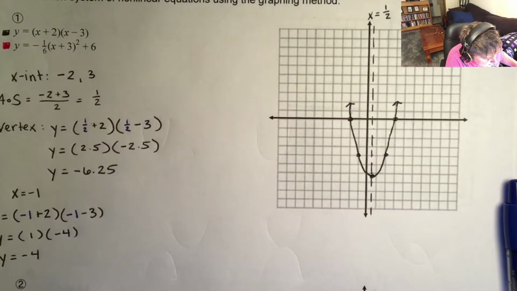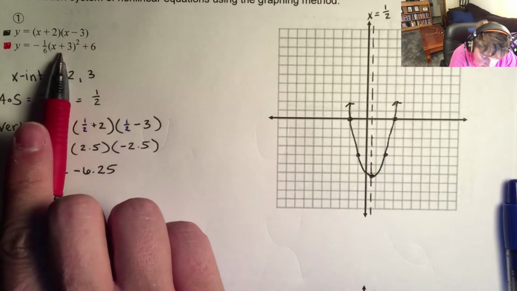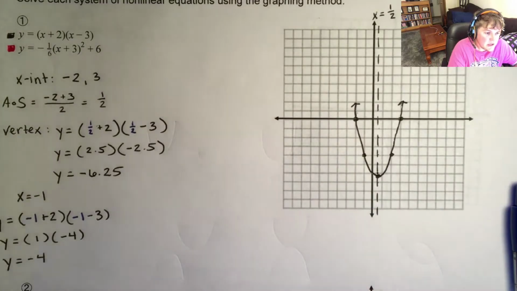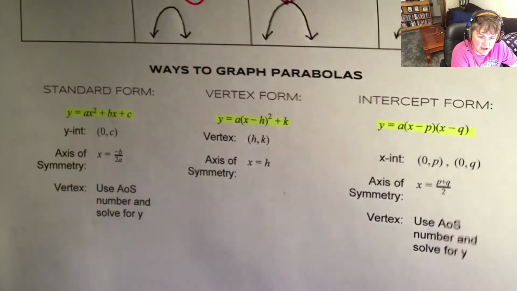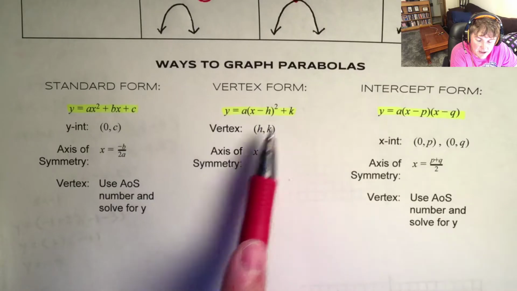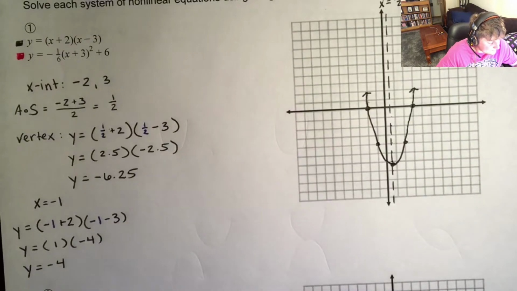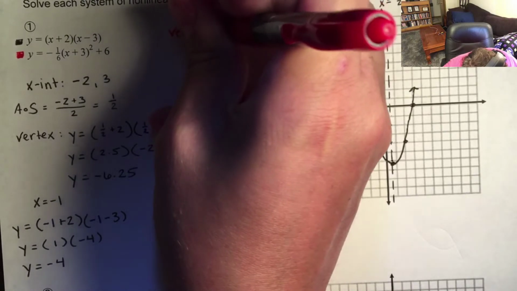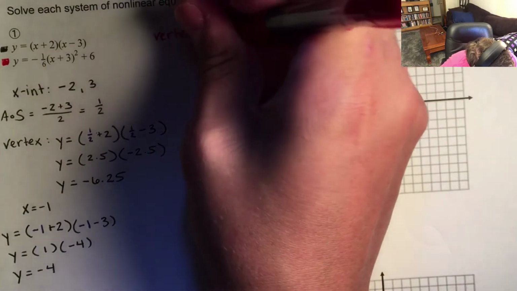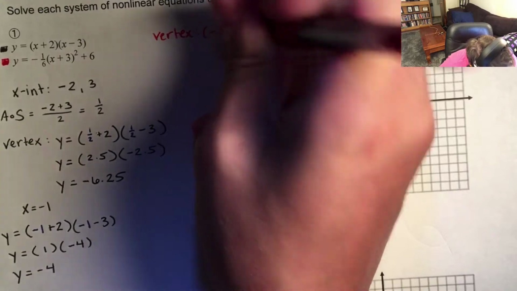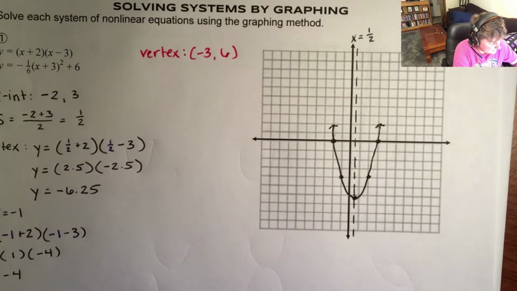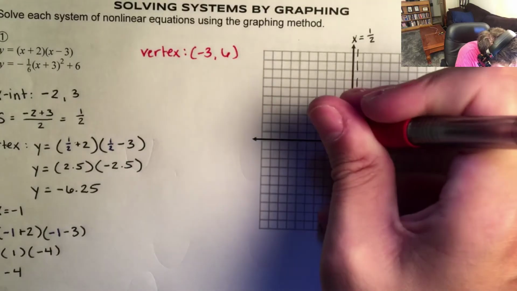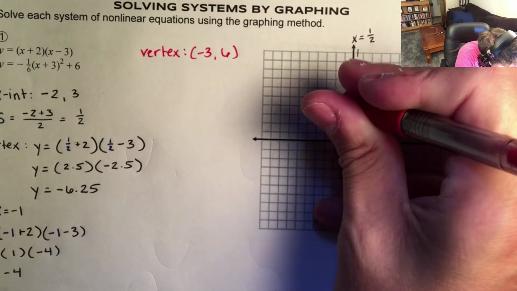Okay, so here, as I look at this, it looks like it's in vertex form. So vertex form is kind of the easiest. You just find h and k, and then that will be your vertex. So here I want to find my vertex first. And that's h comma k, which is -3 comma 6. -3, 1, 2, 3, comma 6. 1, 2, 3, 4, 5, 6.